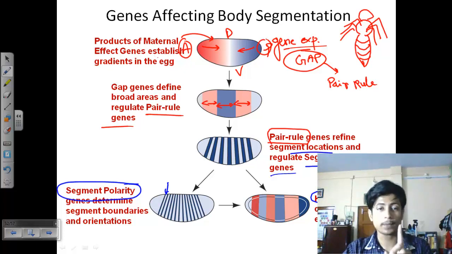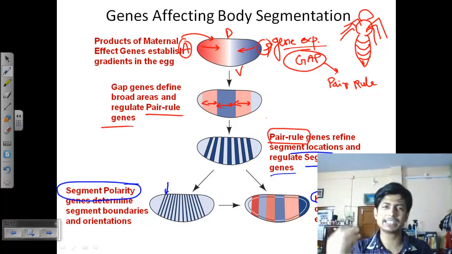Maternal effect genes at the top control gap genes. Gap genes control pair rule genes. Pair rule genes control segment polarity genes, and segment polarity genes control homeotic genes. And segment polarity and homeotic genes, both of them are controlled by pair rule genes. They finally bring about the changes in the segmentation.